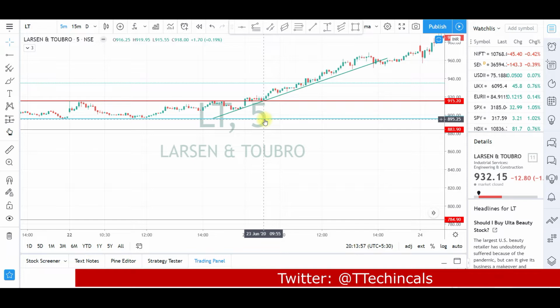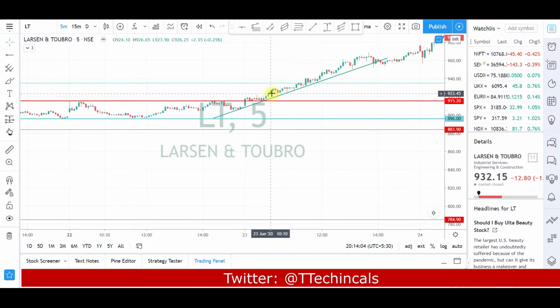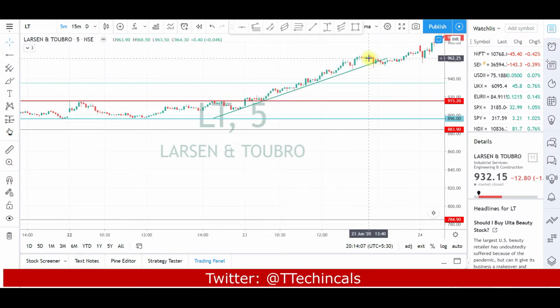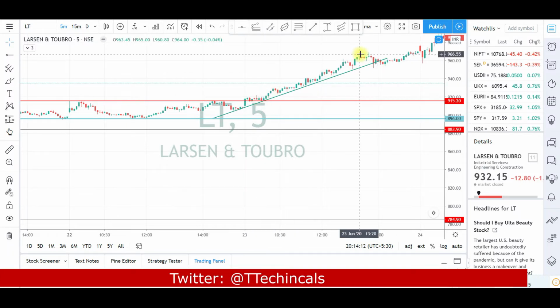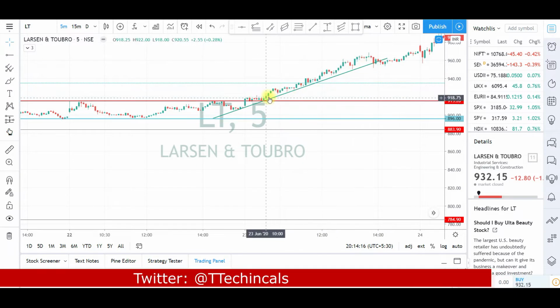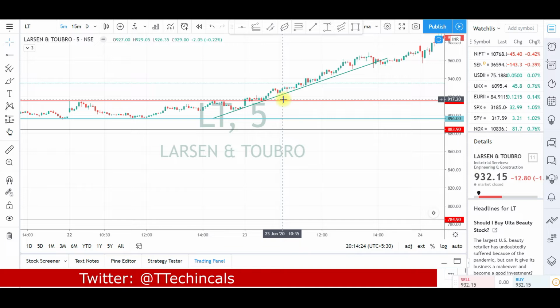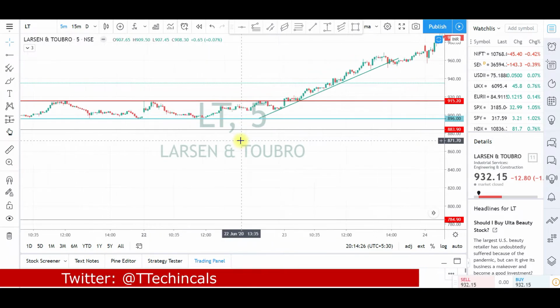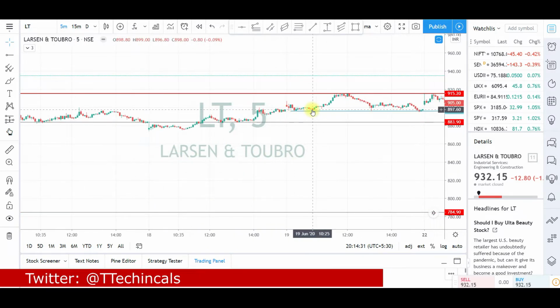My entry would have been 915 or 916, and my stop loss would have been 895, which is almost 20 points in a swing trade. A 20 point SL is correct. Then I would have got at least 960, which is 20 points SL and almost 40 to 50 points gain. So you would have got 1:2 easily here. This is where these horizontal lines come into the picture, and these are very important.